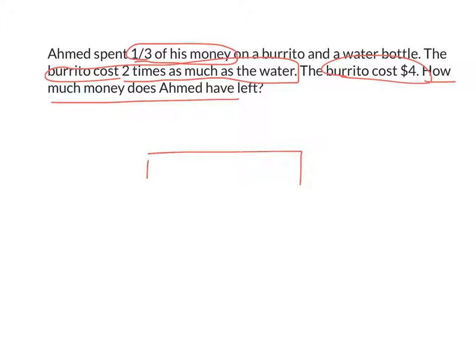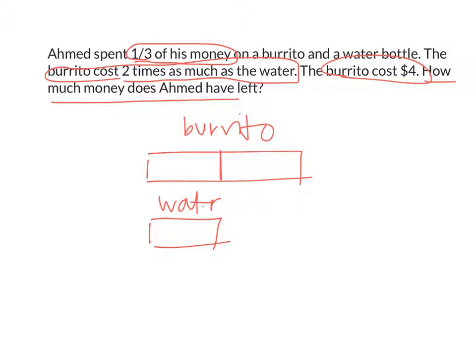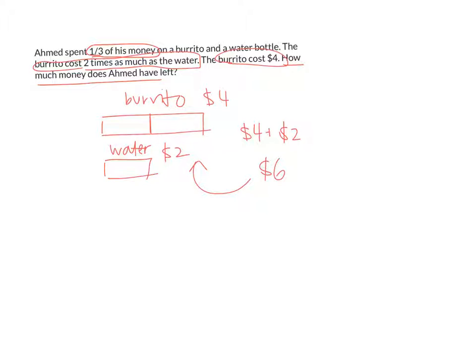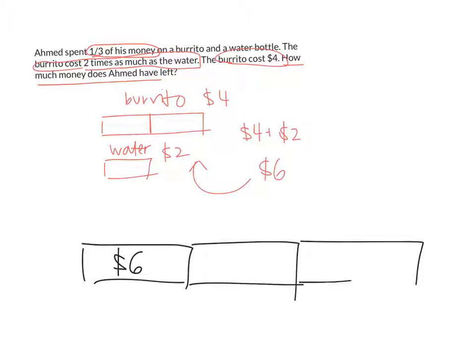So if we draw a picture, and this is the burrito, exactly half of it will be the cost of the water. Now, if I know that the burrito cost $4, exactly half of it is going to be $2. So if you bought a burrito and a water, that's $4 plus $2, which means he spent $6 altogether on the burrito and the water. Now, that $6 though is only 1/3 of all his money, right? Because it says he spent 1/3. So if this $6 that he spent on the water and the burrito is 1/3, I have to make 3 copies of it to find how much money he had altogether to begin with.